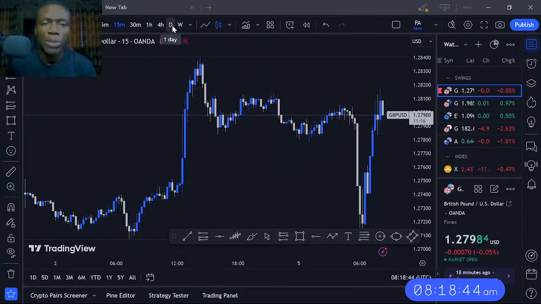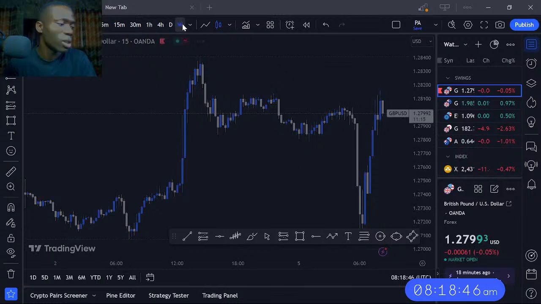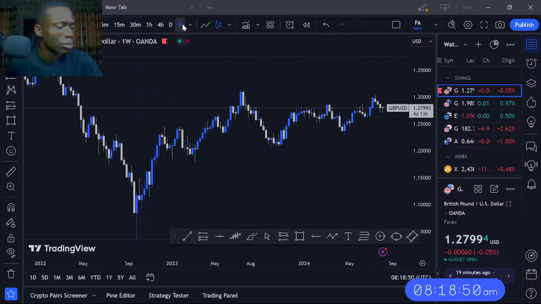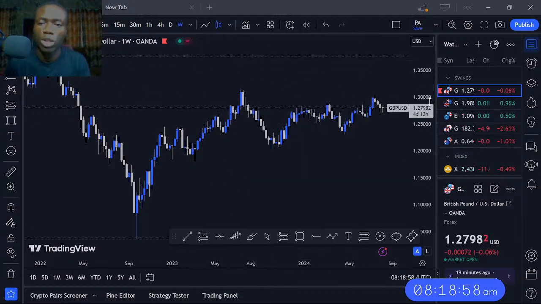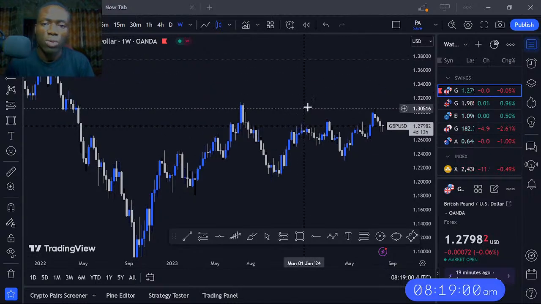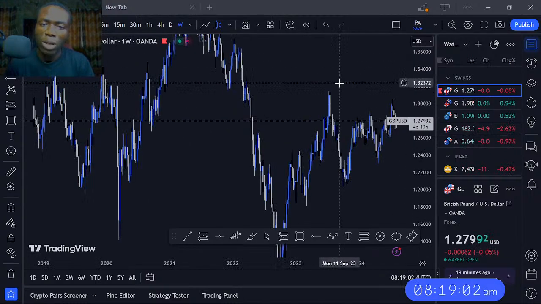When I'm coming to do my analysis, I'll start off from the weekly time frame. The reason why I use the weekly time frame is to get a better view of the market position before I decide on what to do. So now let's take a look at this particular market here.